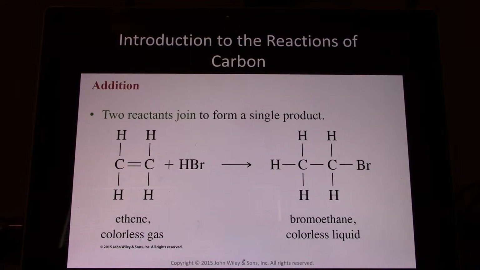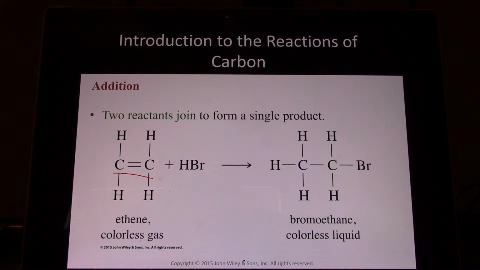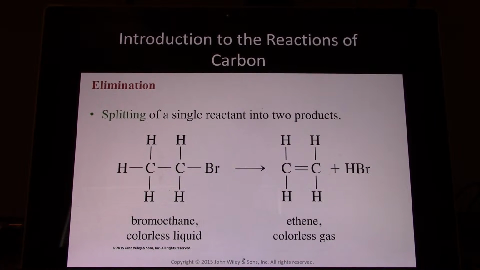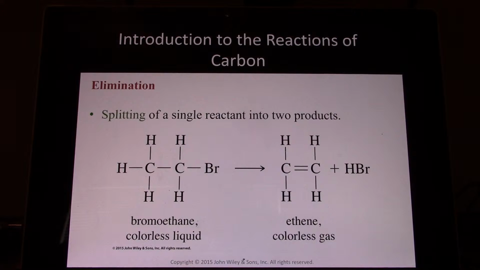Addition, the HBr adds across this double bond. So additions across double bonds are common, and now they're all in one compound. Elimination, one compound breaks up into two compounds. We eliminate the HBr from the compound.